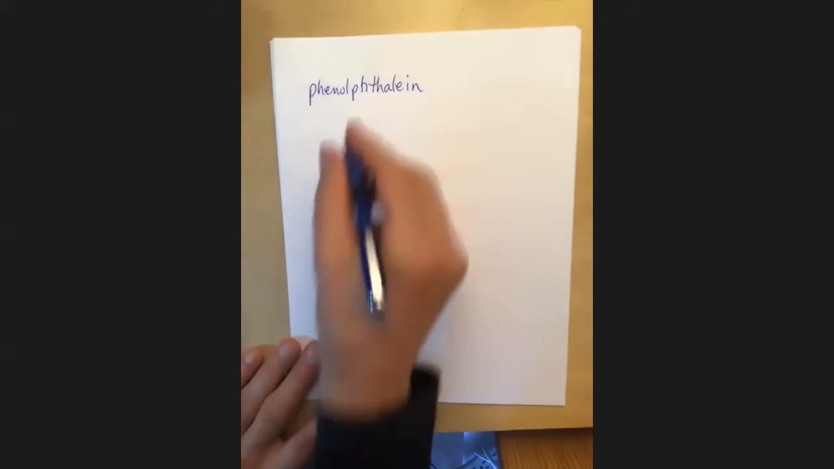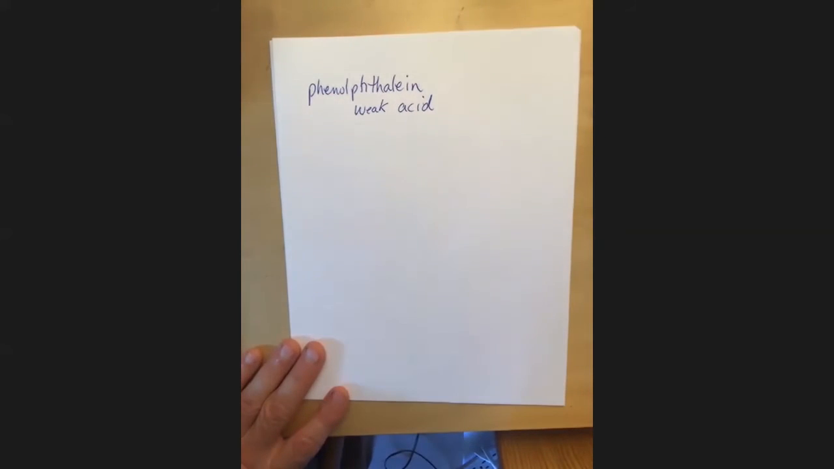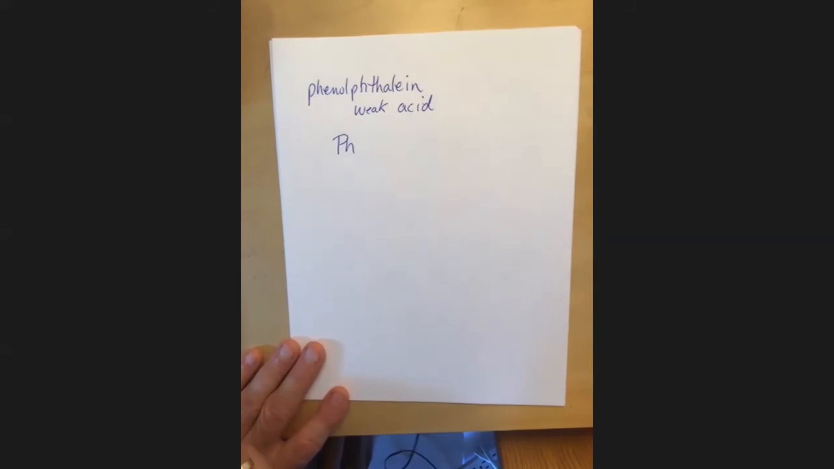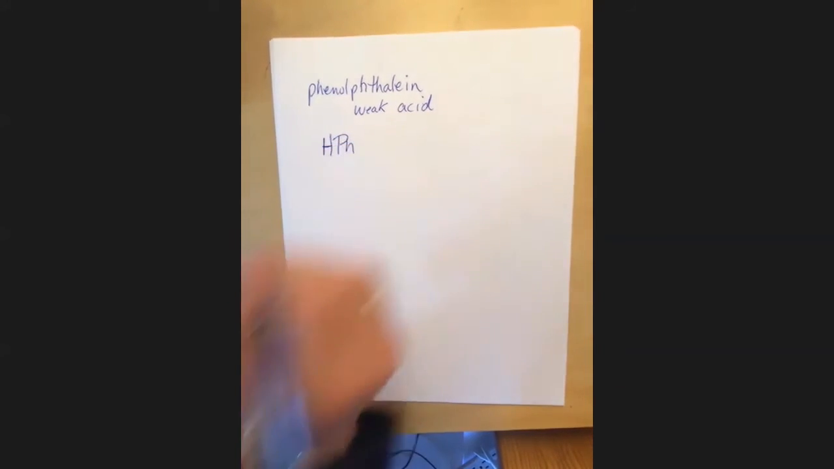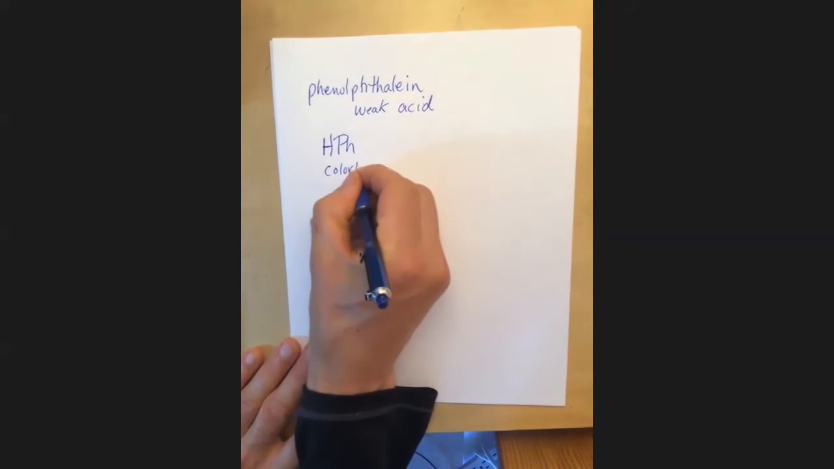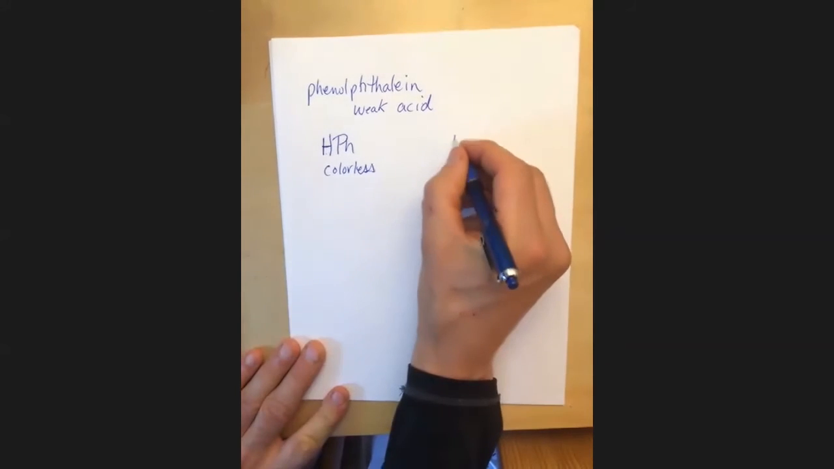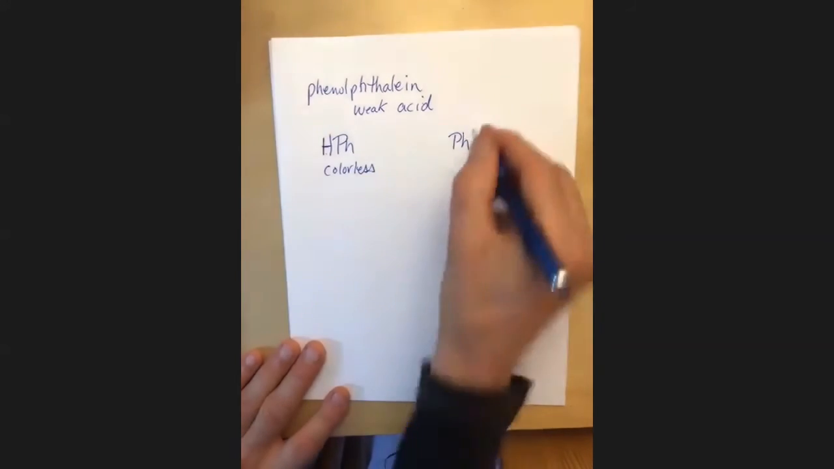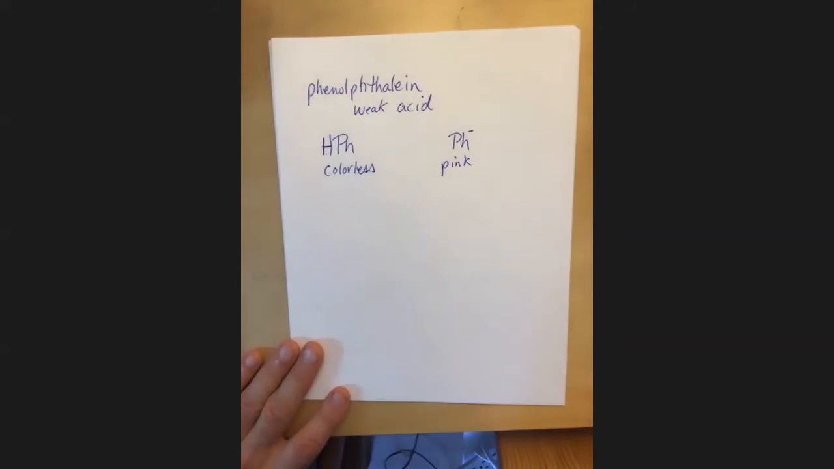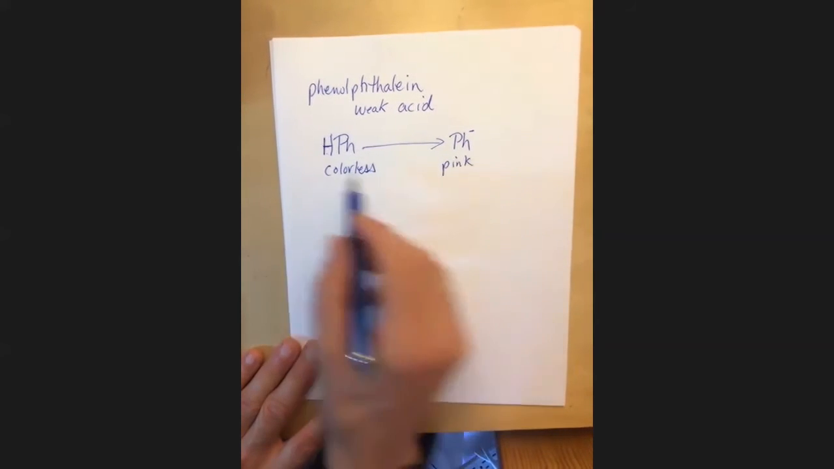And phenolphthalein is a weak acid. What that really means is that phenolphthalein, we're going to call it pH for phenolphthalein, sometimes has a hydrogen attached to it. And if it has a hydrogen attached to it, it's colorless. But if I can take that hydrogen away and just have the phenolphthalein by itself, which I'm going to put a little minus sign there to remind myself because it's locked, it's pink. So phenolphthalein will change from colorless to pink if I can get rid of this hydrogen.